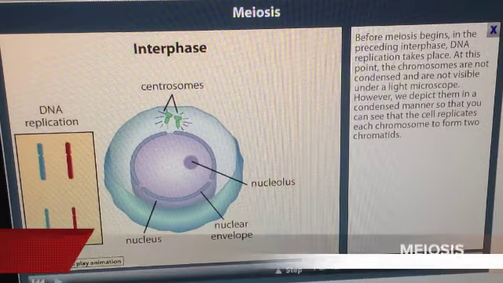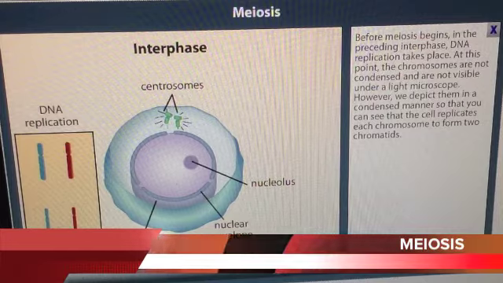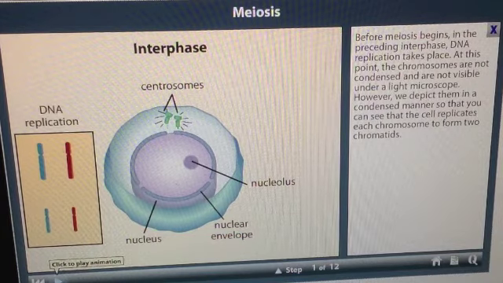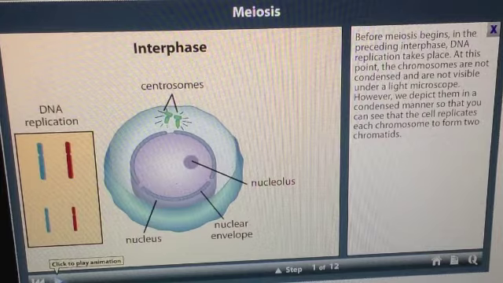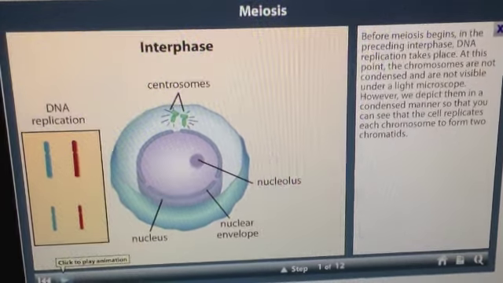Before meiosis begins, in the preceding interphase, DNA replication takes place. At this point, the chromosomes are not condensed and are not visible under a light microscope. However, we depict them in a condensed manner so that you can see the cell replicate each chromosome to form two chromatids.